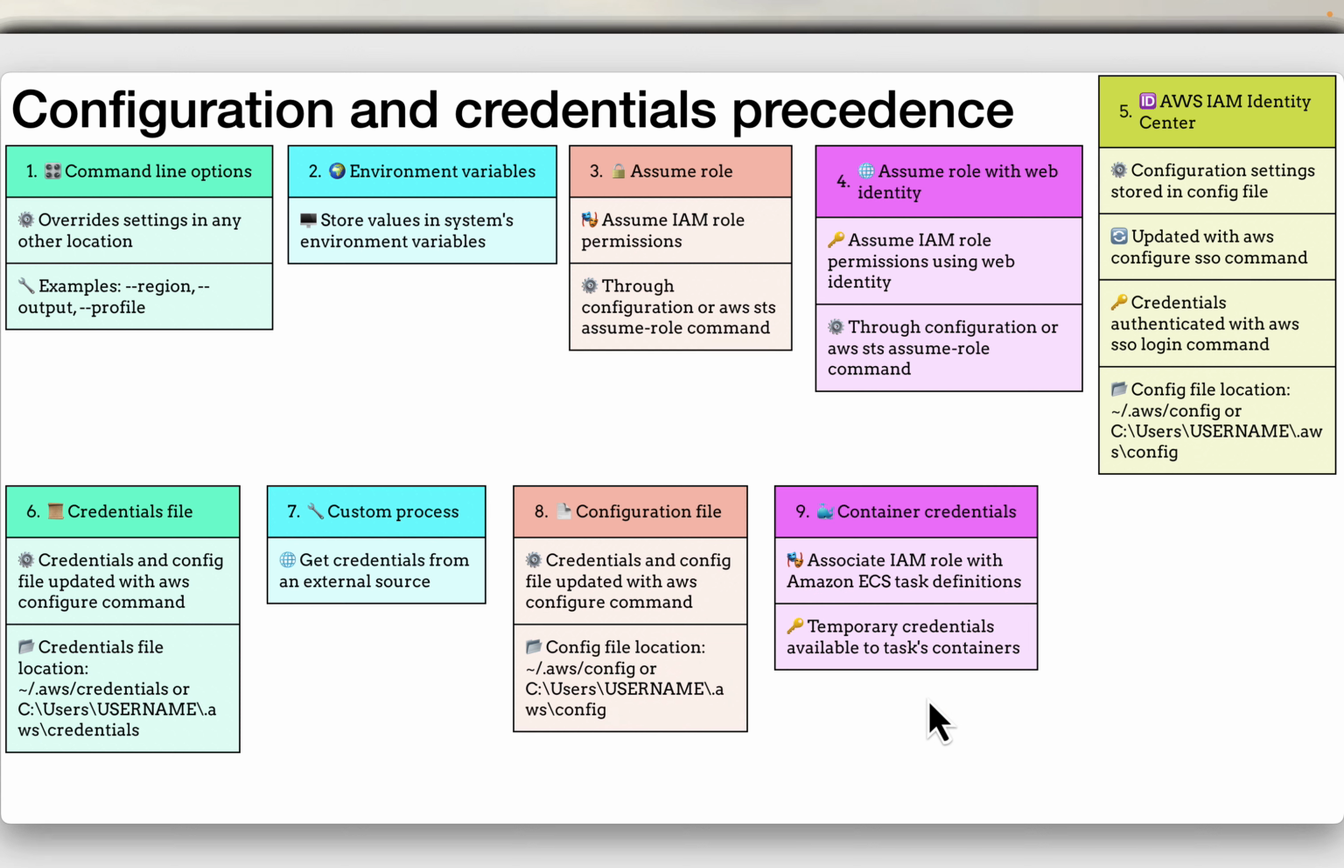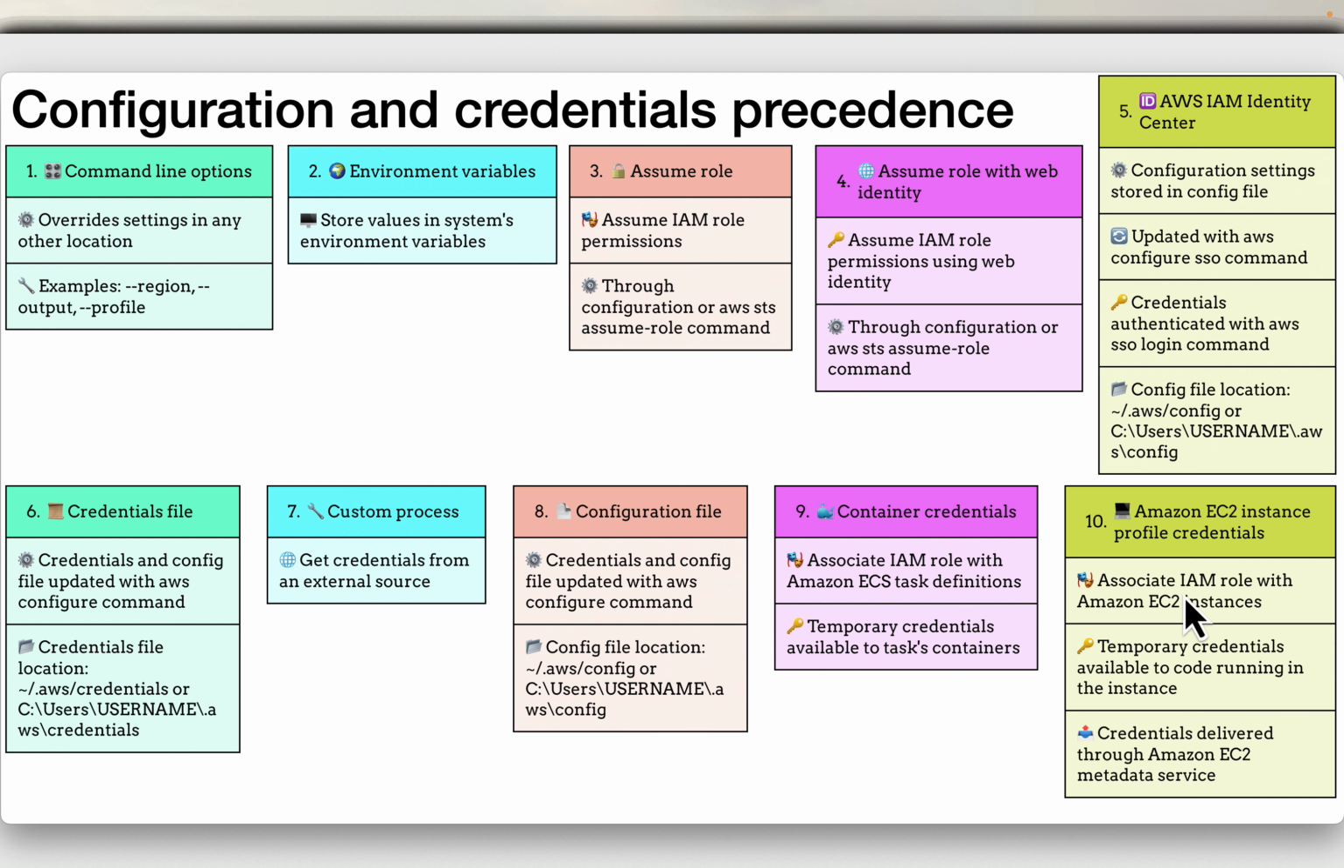And 9th priority is container credentials. So you can associate an IAM role with each of your Amazon Elastic Container Service, Amazon ECS, task definitions. Temporary credentials for that role are then available to that task's container. So you can specify in the container credentials. And lastly, this is the 10th, it will get from Amazon EC2 instance profile credentials.